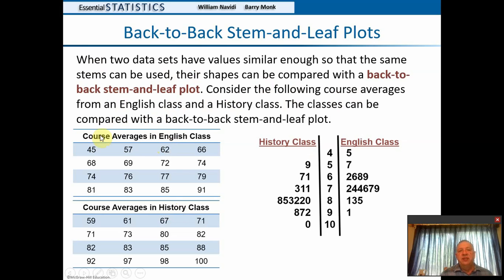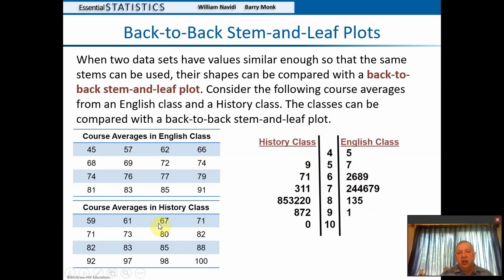If this teacher had 2 classes, she taught an English class and a history class, and they wanted to compare the averages, we would go through and construct everything. So for our English, there's our 45, our 57, 62, 66, 68, 69.